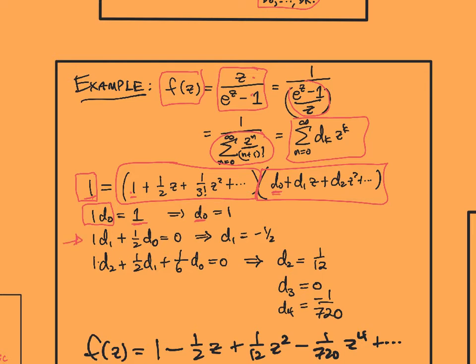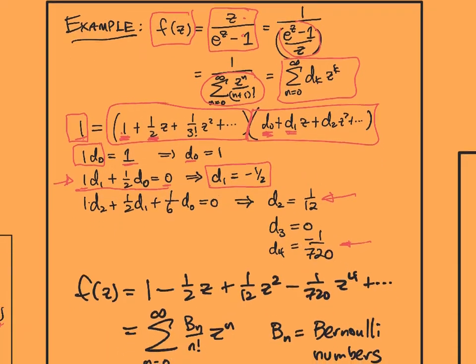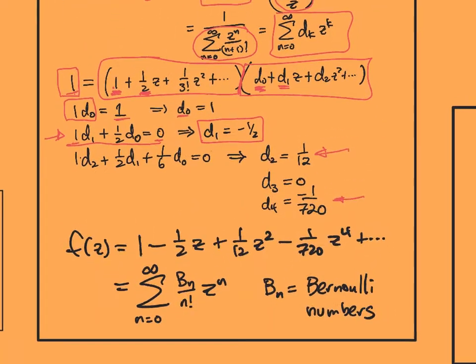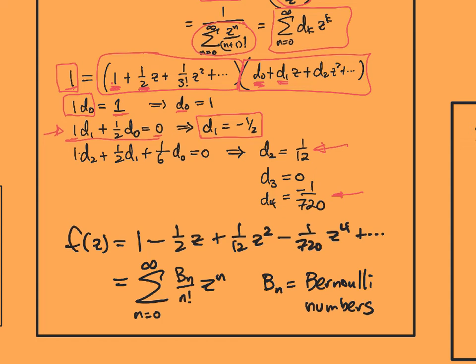So I look at the coefficient of z has to be 0. So 1 times d1 plus 1/2 times d0 has to be 0, and then you can just solve that d1 has to be negative 1/2, and you can keep doing this and get a bunch of other coefficients. d2 is 1/12, d3 is 0, d4 is negative 1 over 720. And so we get the first few coefficients of this function here, z over e to the z minus 1.